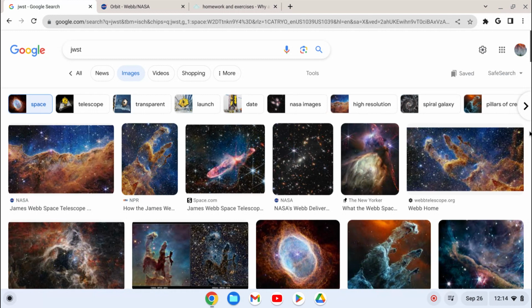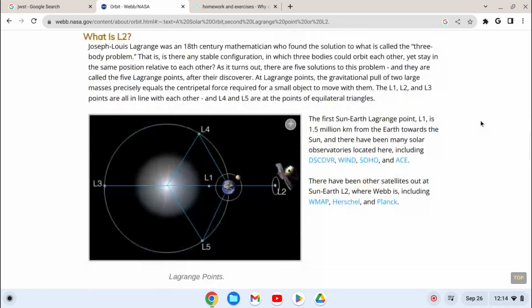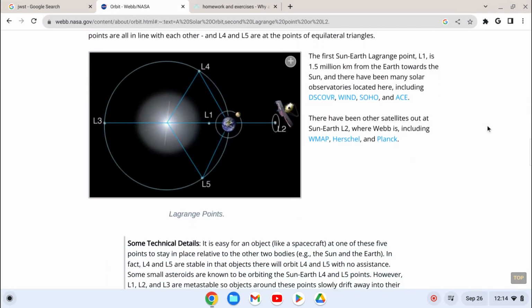I said, okay. I've heard of Lagrange from math and physics, but I didn't know he had any points. So what's a Lagrange point? That led me down another rabbit hole. And that rabbit hole is this. This is the sun, the earth, and the moon.